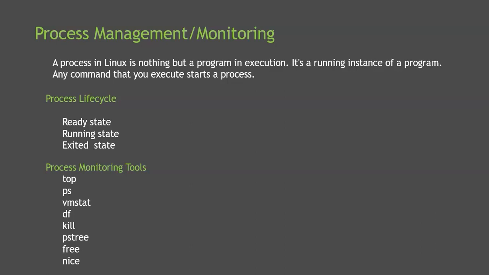To monitor how much a process is utilizing, we can use some process monitoring tools like the top command, ps command, vmstat, df command, kill, pstree, free, and nice. These are some important monitoring tools we are going to use to monitor a particular process, so we can get information on how much resources it is utilizing.